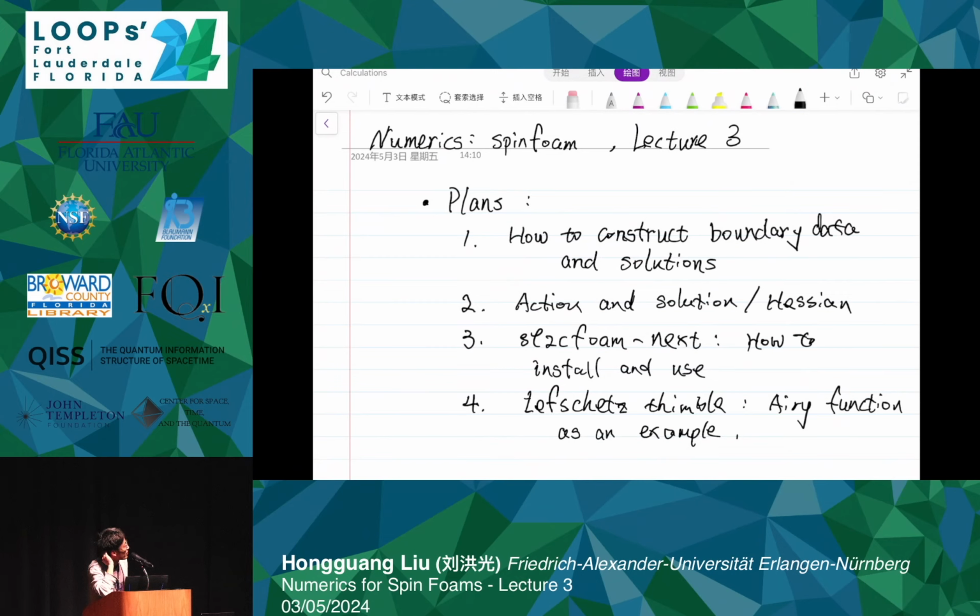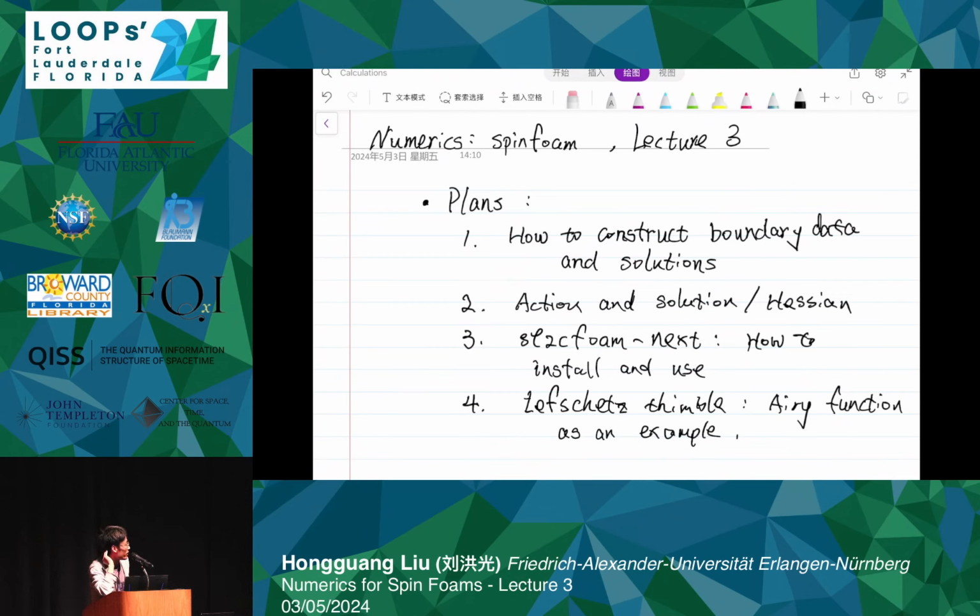First, I'll show you how to construct boundary data and solutions. From the last lecture, we already know that the real critical points of the EPRL model, the EPRL action, correspond to four-simplices. So the construction of the boundary data and the solutions is geometrically related to the four-simplex, all the things relate to the four-simplex.